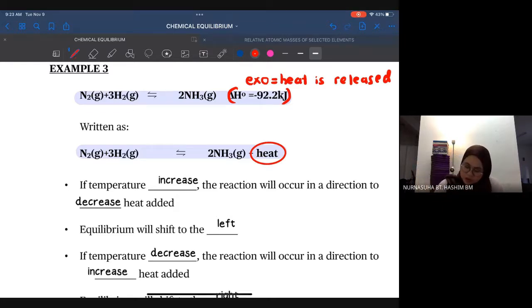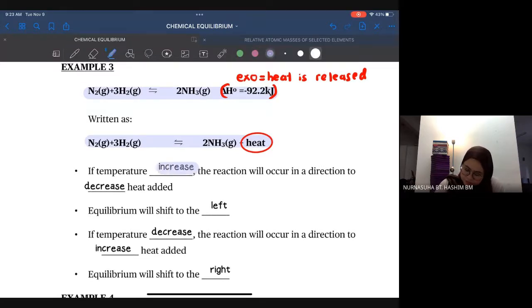Okay, so if the temperature increase, kalau kita increase temperature, maksudnya kita tambah heat lah. So reaction will occur in a direction to decrease the heat. So bila heat ditambah, so makin panas lah, makin tak stable lah kan, makin you disturb the system. So equilibrium akan shift to the left. Kenapa dia pergi left? Tadi you tambah heat kan, you increase the temperature. So in order to achieve equilibrium, kita akan kurangkan heat tu. We are going to decrease the heat by shifting the equilibrium to the left. Maksudnya kita bagi heat tu dekat reactant, so that heat tu rendah. Okay, sejuk balik lah. So itu konsep dia.